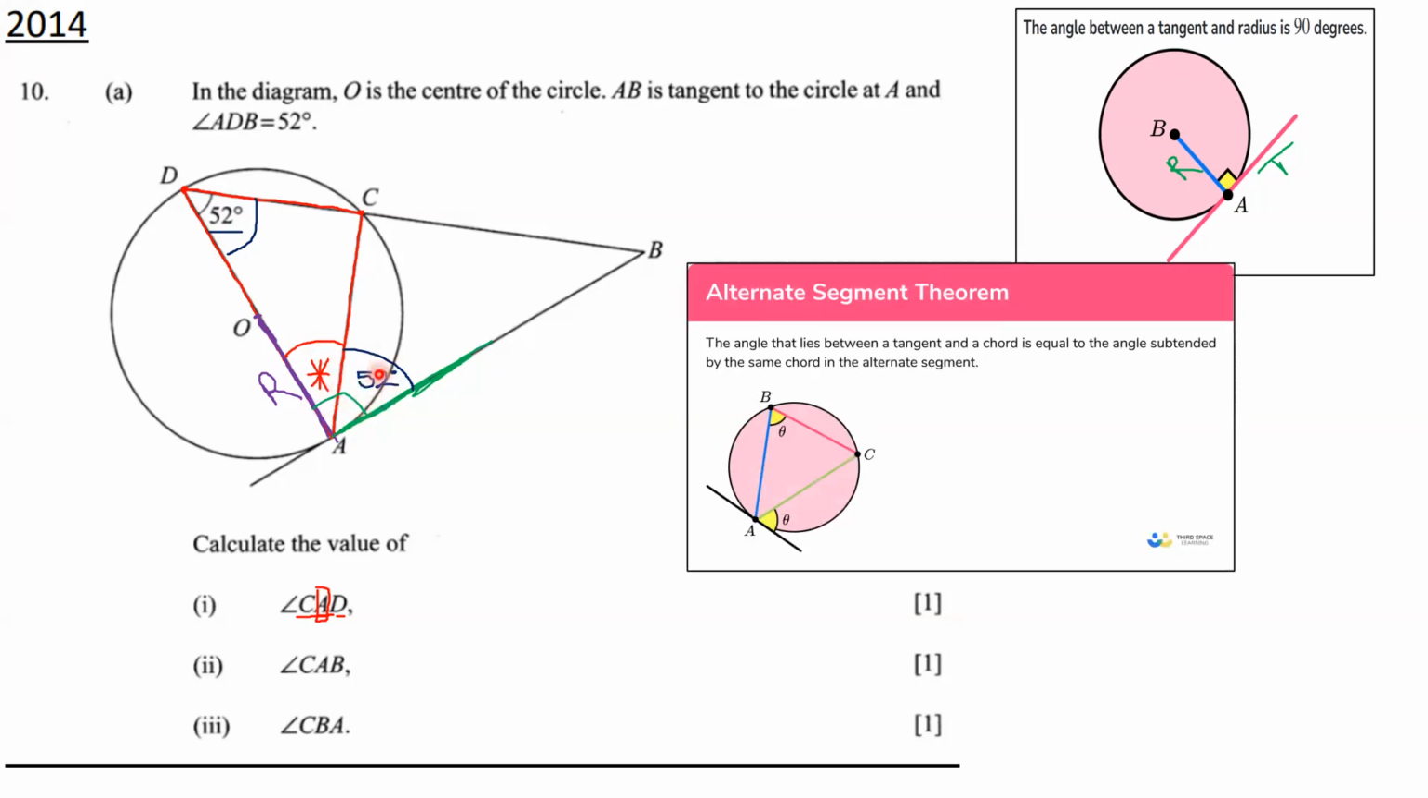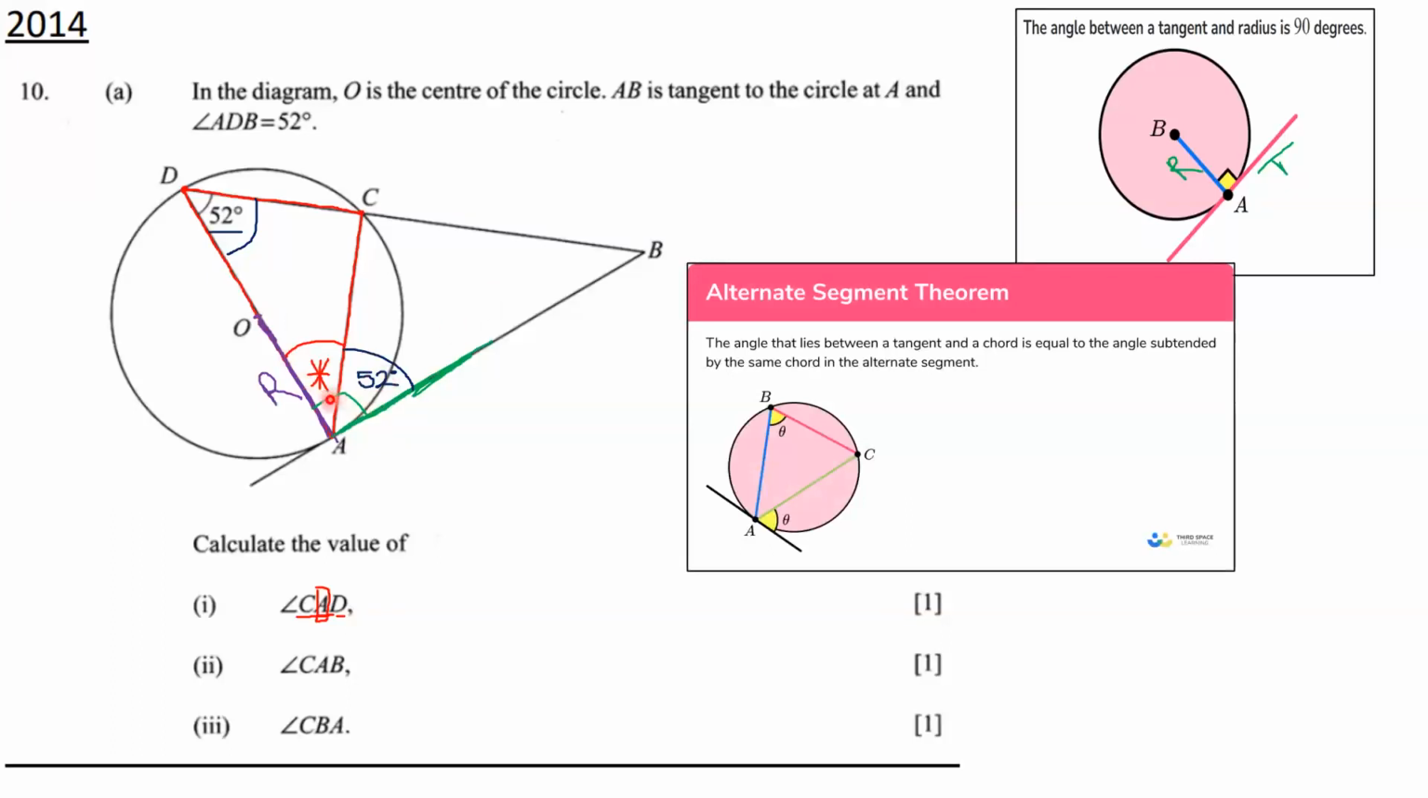We know that this is 52, but we don't know what this one is. But we know that both of them combined should give us what? 90 degrees. How do we know that? Because that's the angle between the radius and the tangent, and the angle between the radius and the tangent is 90 degrees. That's what this theorem says: the angle formed between the radius and the tangent is 90 degrees.